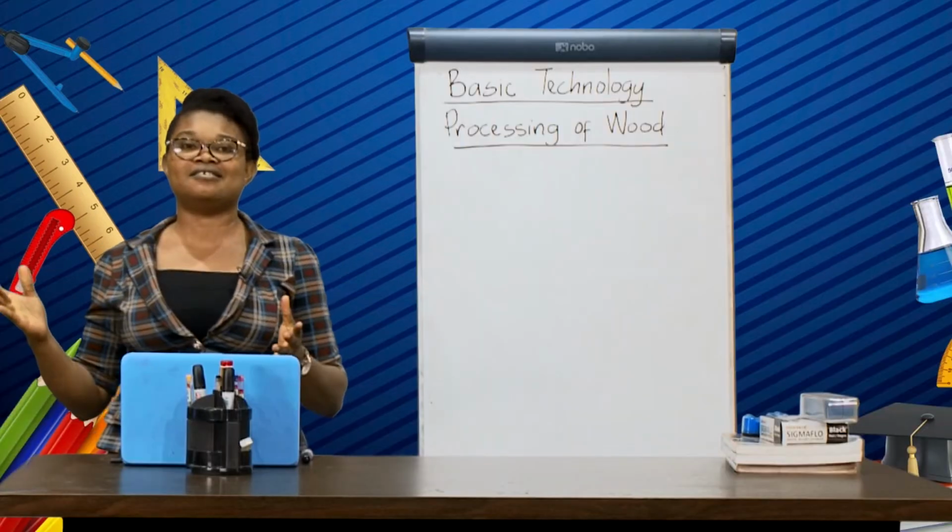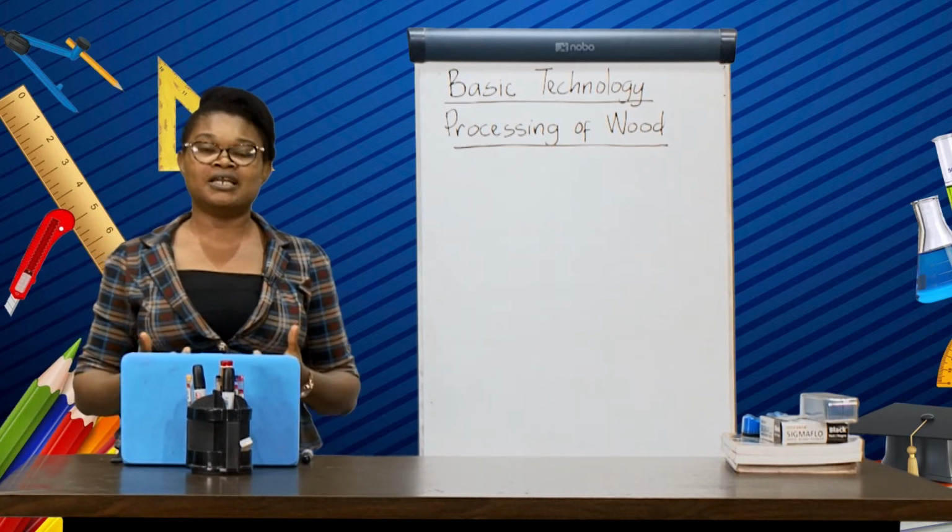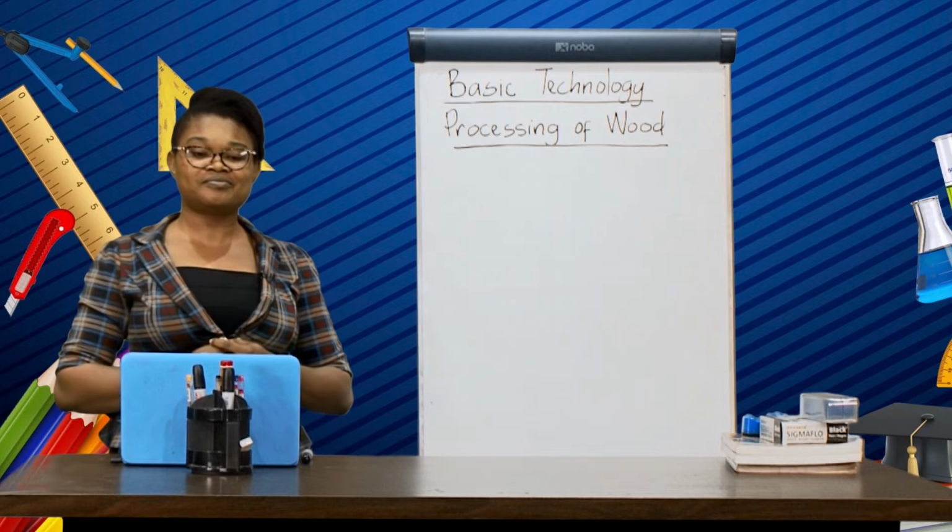In our previous class, I remember that I told you that when you look at wood in the raw form, it doesn't look attractive, it doesn't look good. But by the time that same wood goes through a whole lot of processes, it comes out looking really pretty and awesome. And that's why today we want to look at those processes that wood must go through before it can come out looking awesome and pretty.